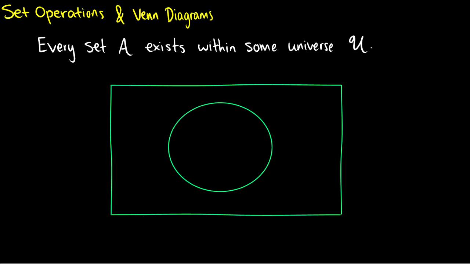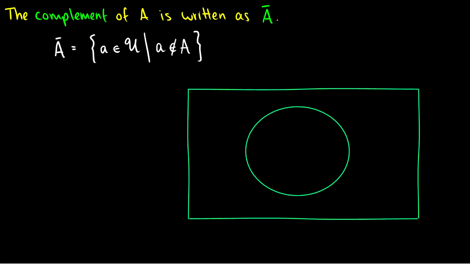In this video, we'll cover set operations and Venn diagrams. The first point I want to make is that every set A exists within some universe U. So if we think of our sets as circles, it exists in some universe, and we'll usually draw this universe with a box to signal that, hey, maybe this universe is, for instance, the set of integers, or maybe the set of real numbers, or maybe just the set of positive integers, something like that, and then A lives inside that universe.